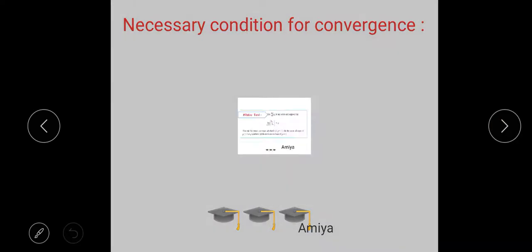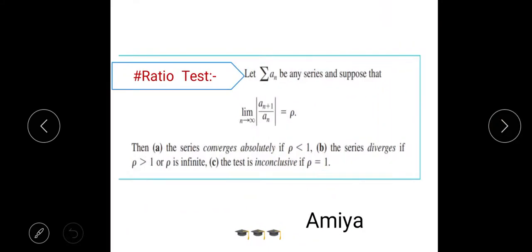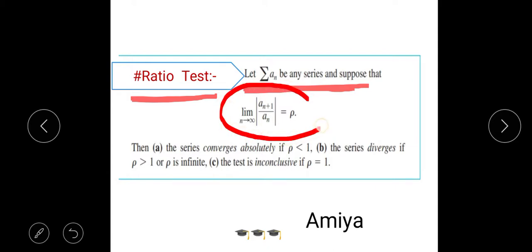Okay, let us now see the D'Alembert's ratio test. Here is the ratio test. We take summation an series and let us suppose that the limit when n tends to infinity of modulus of an plus 1 upon an is equal to rho. Now based on some conditions on rho, we classify the convergence or divergence of the series.